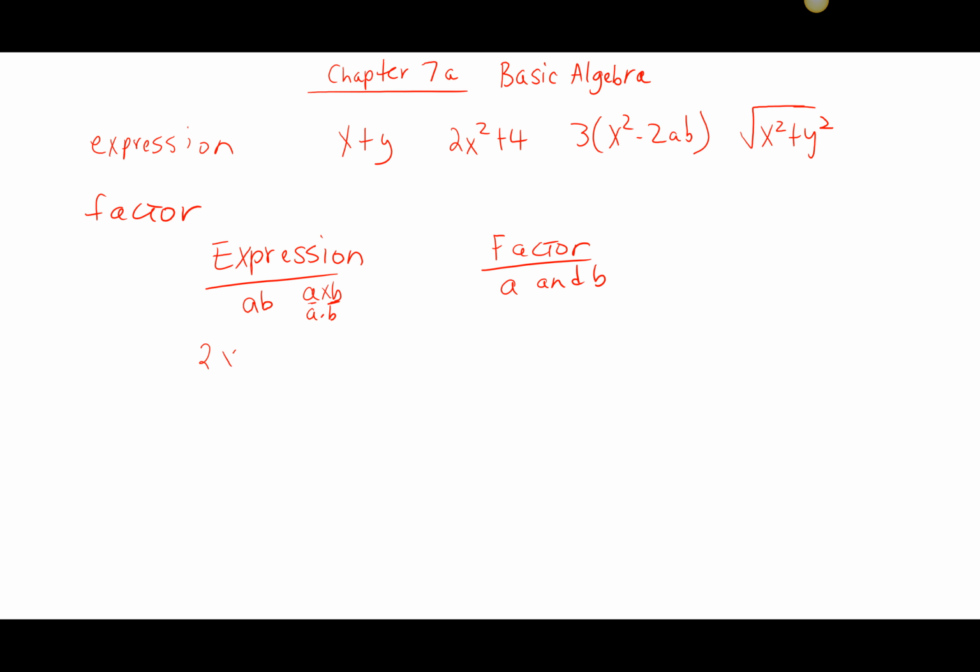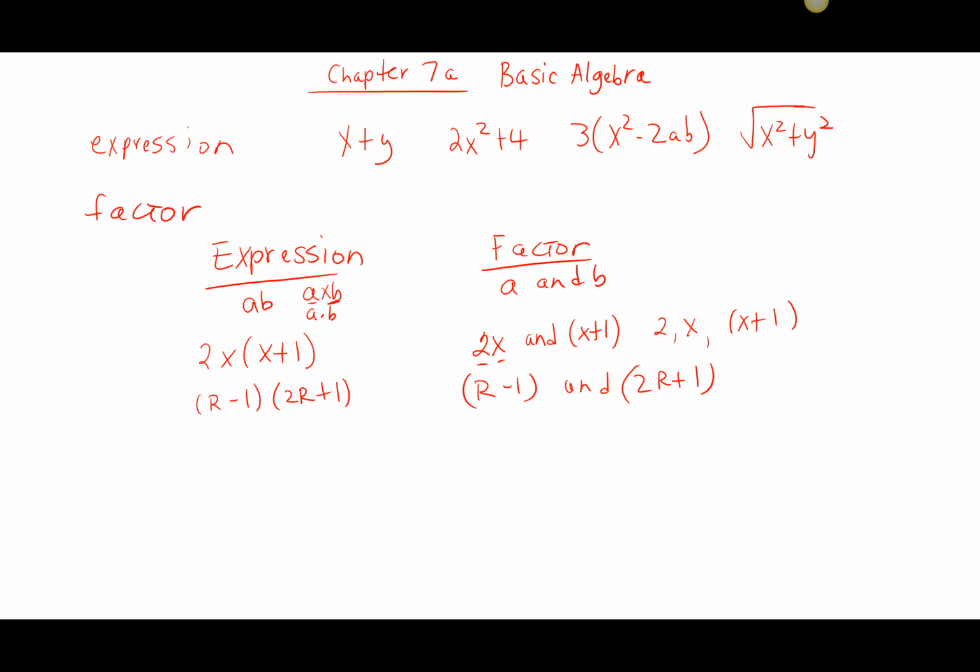What about this one? 2x times x plus 1. You might also see that as, well, x is not multiplication. That's just 2x, okay? So your factors would be 2x, okay, and x plus 1. That would be one way. But you also have these two factors, so that would be a 2 and an x and x plus 1. So you have all those factors, okay? What if you had this? R minus 1 and 2r plus 1. So r minus 1 would be a factor and 2r plus 1 would be a factor, okay?